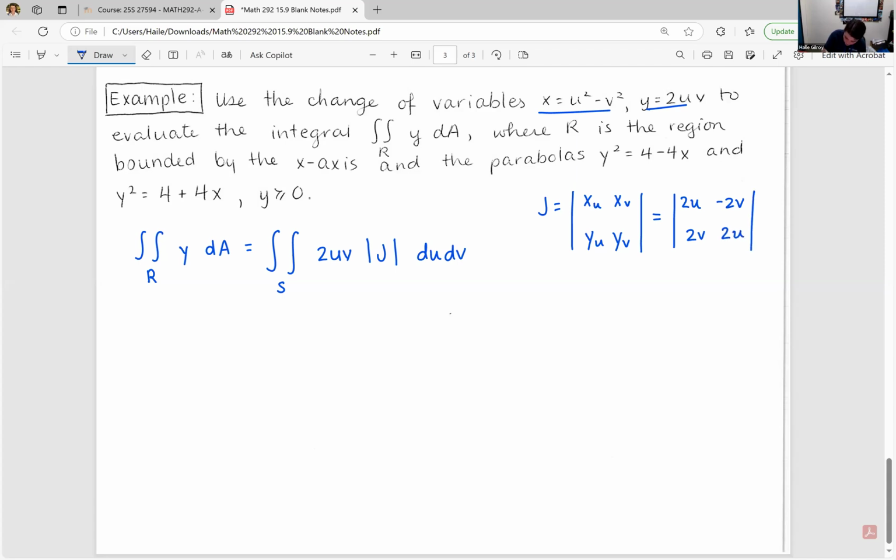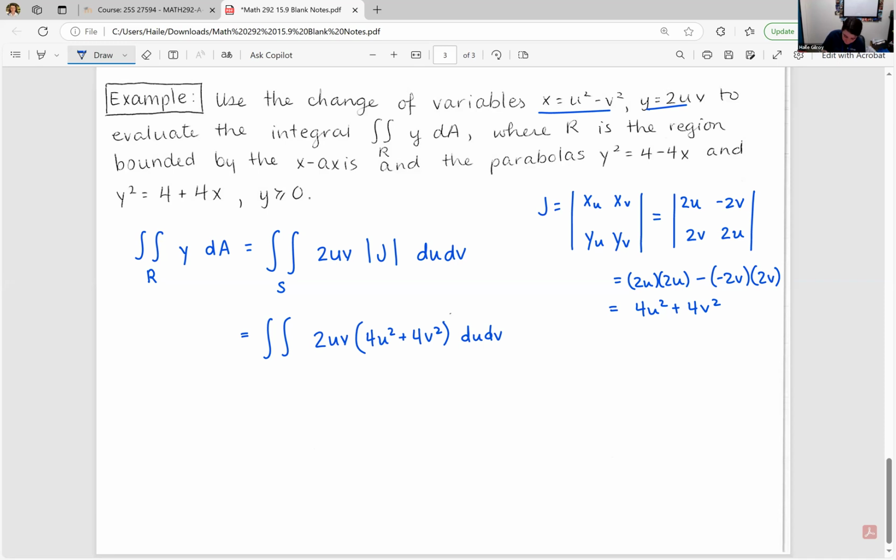So if I compute this determinant, we have 2u times 2u minus negative 2v times 2v. So this is 4u squared plus 4v squared. So now I can plug this in to my integral. So that absolute value of J is just 4u squared plus 4v squared du dv. And now I need to figure out the bounds on my integral.